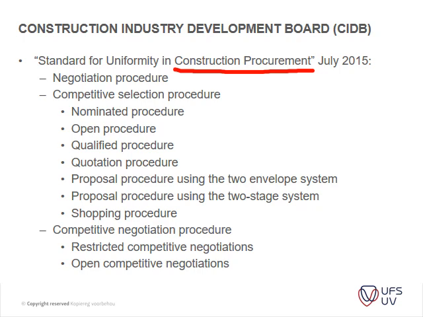So you have negotiated tenders, competitive selected procedures, which is your nominated procedures, open procedures, qualified procedures, quotation procedures, proposal procedures using the two envelope system. What the two envelope system, do you guys know what the two envelope system is? That's basically where a contractor is not appointed on his price. There's rather an open invitation for contractors to submit a proposal for a project.